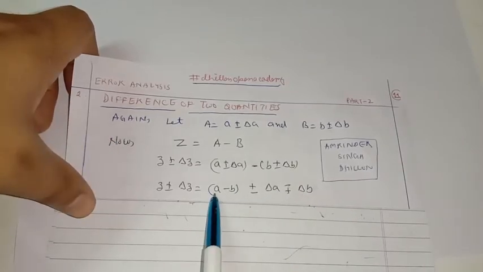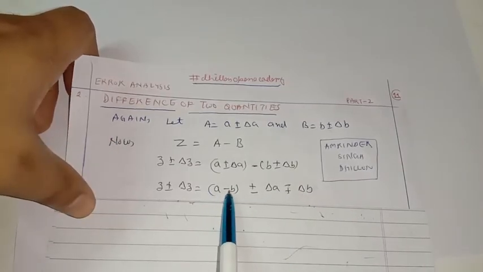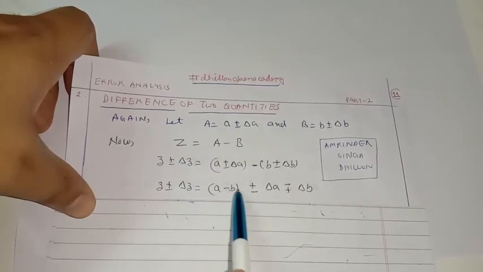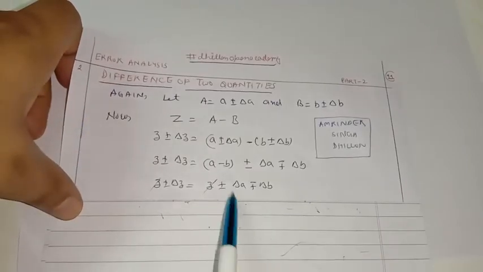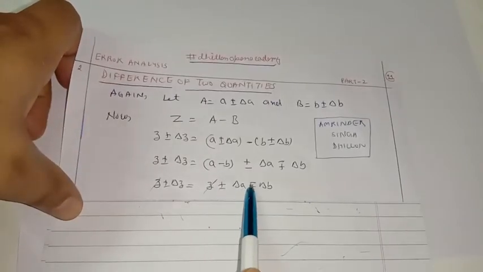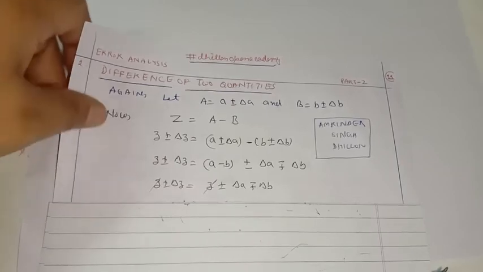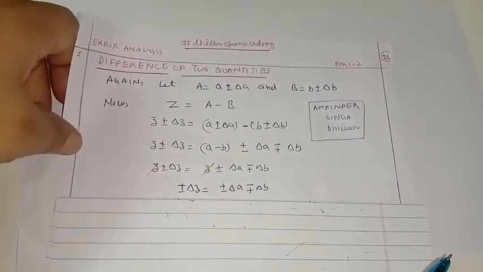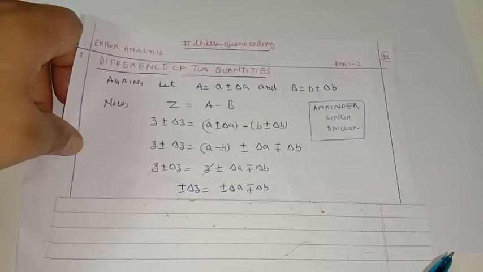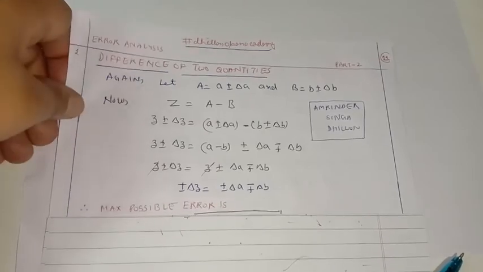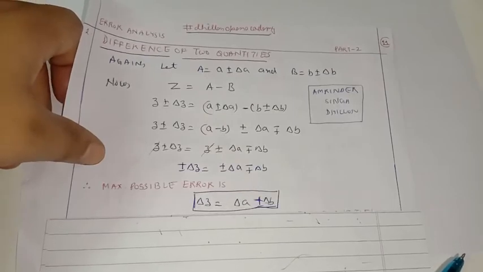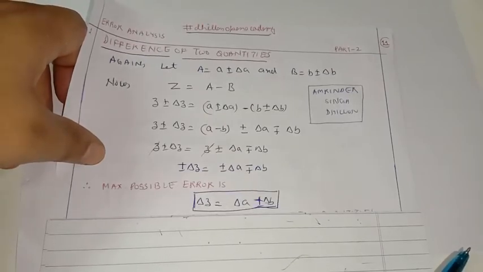A minus B is nothing but the absolute value of the physical quantity Z, so we can write this as small z. So Z plus minus delta Z is equal to z plus minus delta A minus plus delta B. Z gets cancelled on both sides. So plus minus delta Z is equal to plus minus delta A minus plus delta B. As said earlier, we have to find the maximum possible error, and the maximum possible error in the difference of two quantities will be delta Z equal to delta A plus delta B.